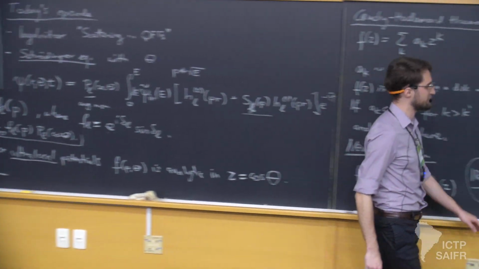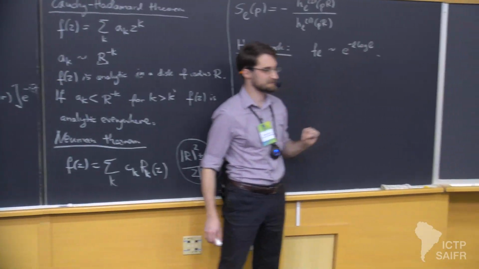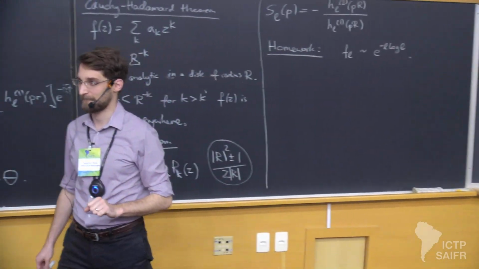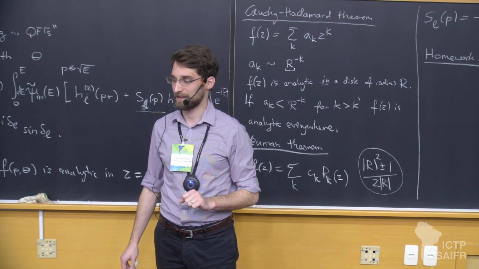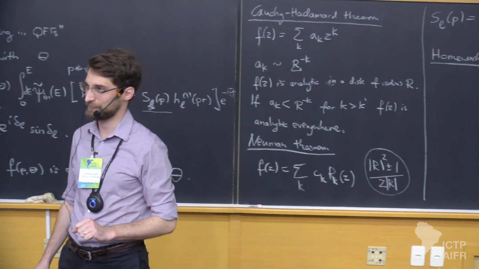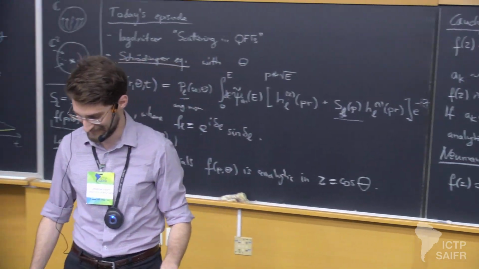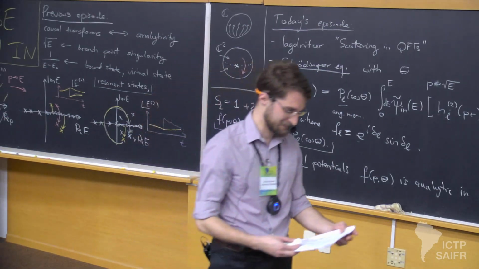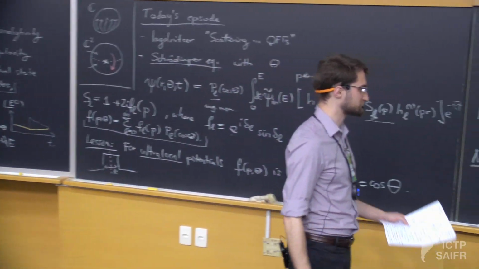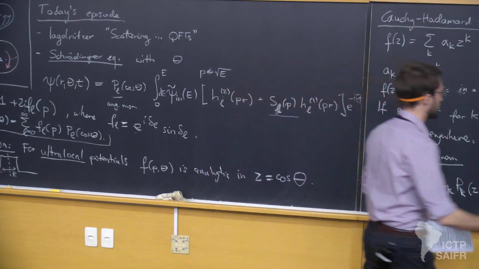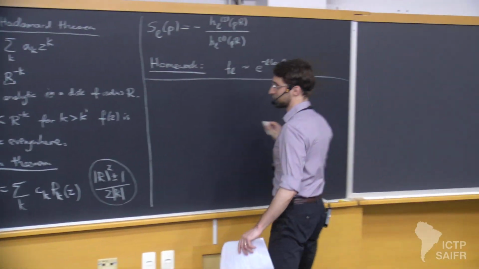L. So essentially, the convergence is improved by this logarithm. L to the L. Already a hint. Okay, so this is ultralocal potentials.